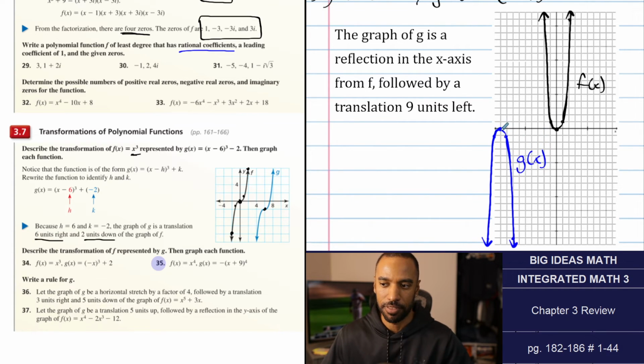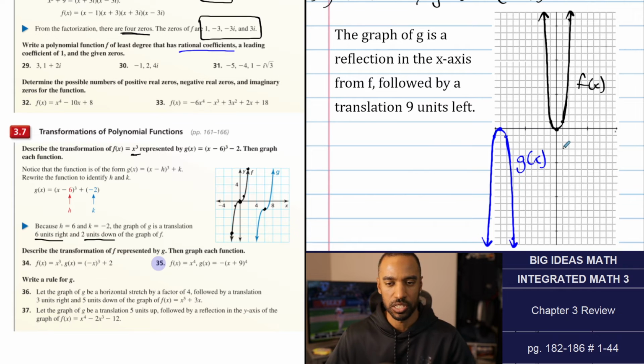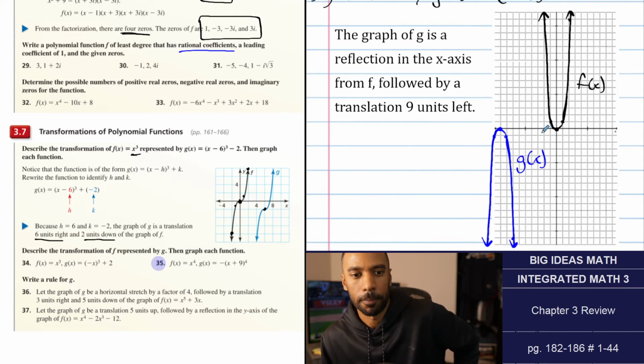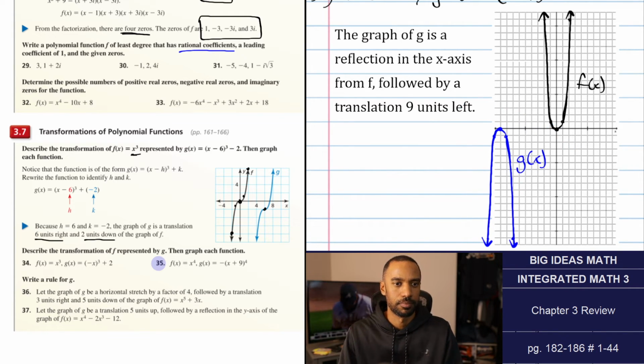Now, if you regraph this, you're finding the points, and what you're doing is starting from that negative 9, 0 point, and instead of going over 1, up 1, I'm going over 1, down 1, over 2, down 16, things like that. That's what the flip over is doing. That is number 35.